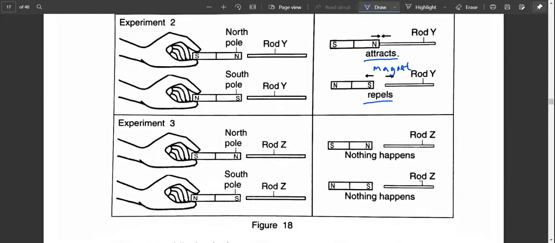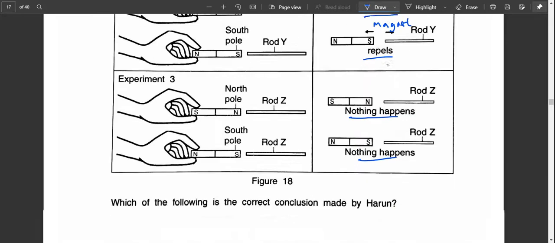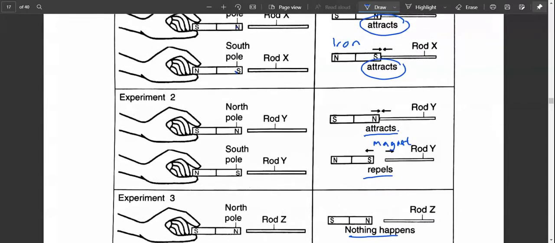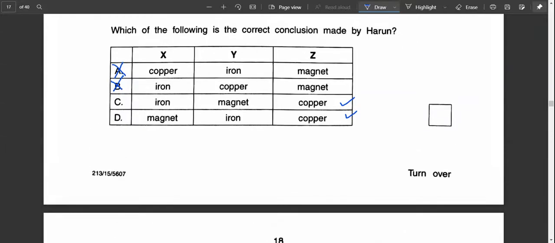And the third one should be nothing happens, because copper is a non-magnetic material. Therefore based on that, you can see that rod Z should be non-magnetic material, so it's copper. So A and B are out, and then Y, as we just found, is a magnet. So this is a magnet, iron is not, therefore the answer is C.